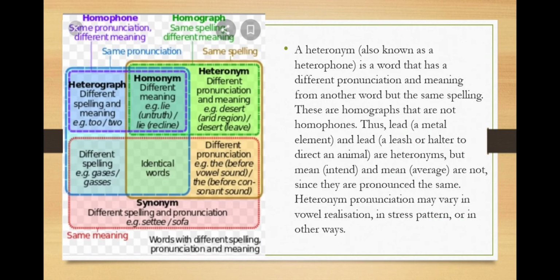And right now, we're talking about heterographs, homonyms, and heteronyms. A heteronym, also known as a heterophone, is a word that has a different pronunciation and meaning from another word but the same spelling. These are homographs that are not homophones. Thus lead, a metal element, and lead, to direct an animal with a leash or halter, are heteronyms, but mean, intend, and mean, average, are not, since they are pronounced the same. Heteronym pronunciation may vary in vowel realization, in stress pattern, and in other ways.